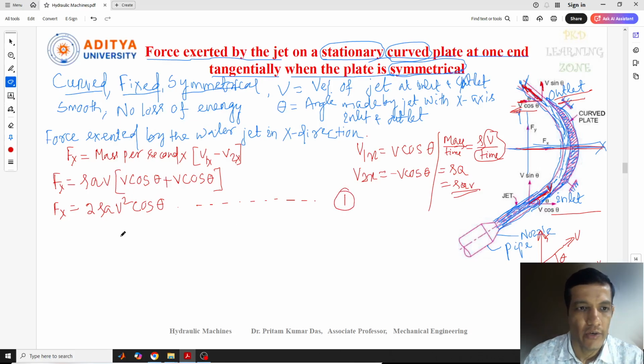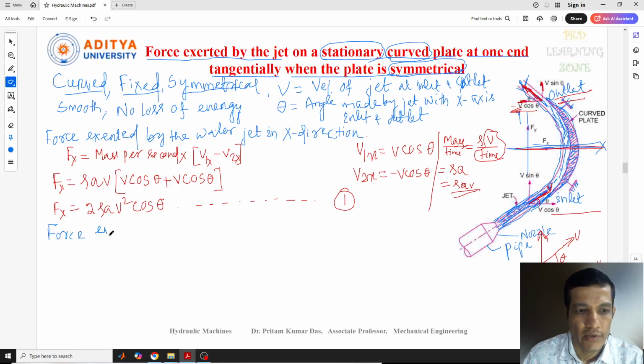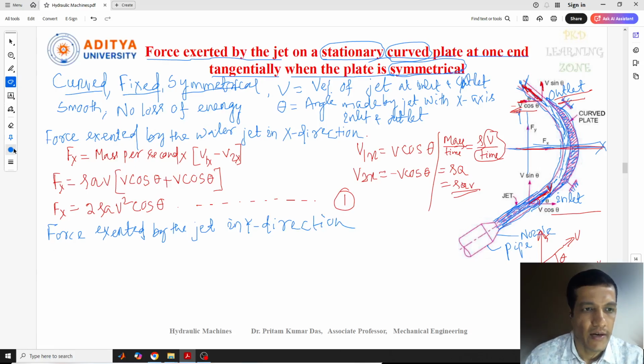Okay, similarly, we need to find out the force exerted by the jet of water. The second one, we can find out the force exerted by the jet in y direction. Very simple, same method we can follow here, and we can easily find out what is the force here. Now similarly, again let me change this one. I'll consider the Fy. So Fy also similar method.